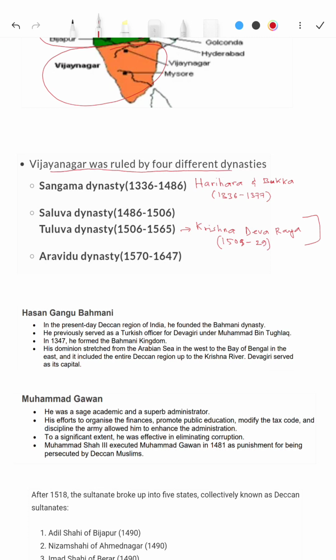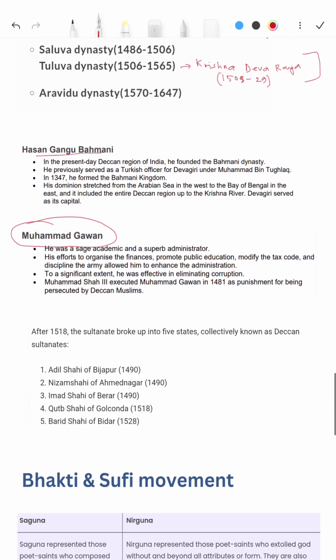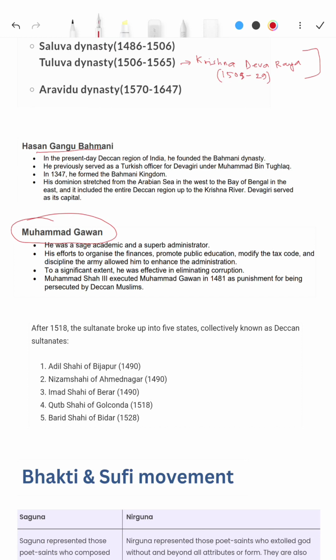Then the founder of the Bahmani kingdom is Hasan Gangu Bahmani. And another person that needs to be kept in mind is Muhammad Gawan. He was a sage, academic, and super administrator. After he was executed by Muhammad Shah III, the Bahmani kingdom began to disintegrate rapidly, and in 1518 the Sultanate broke into 5 states collectively known as the Deccan Sultanates. That is Adil Shahi of Bijapur, Nizam Shahi, Imad Shahi, Qutb Shahi, and Barid Shahi.